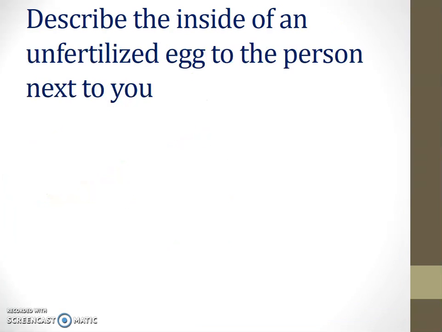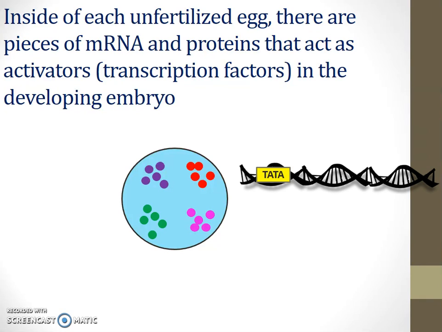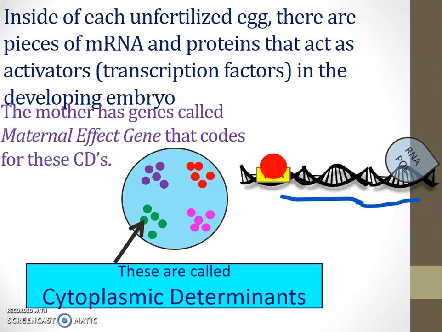Okay, so inside of each unfertilized egg, there are pieces of mRNA and protein that act as these transcription factors. These come from the mom. The mom has special genes that when they are expressed, they code for these cytoplasmic determinants. So really, they're transcription factors or activators, but the fancy name is a cytoplasmic determinant because they're found in the cytoplasm and determine the fate of the cell.